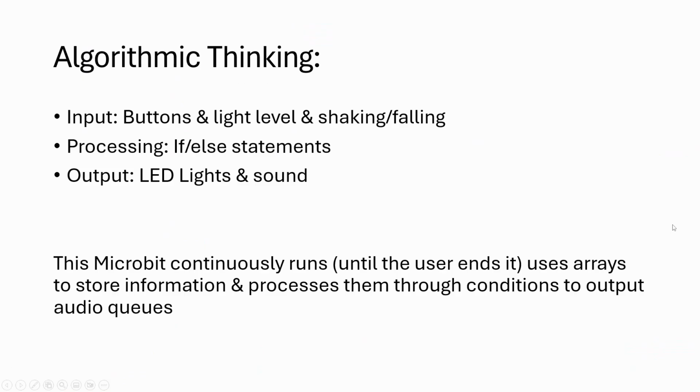And then onto algorithmic thinking. My microbit uses a variety of inputs to process them in if and if else statements, and then outputs them in an LED light and sound format where there are different types of sound depending on the different conditions. And this microbit continuously runs until the user ends it. This microbit also uses arrays to store information and processes them through conditions to output audio cues.